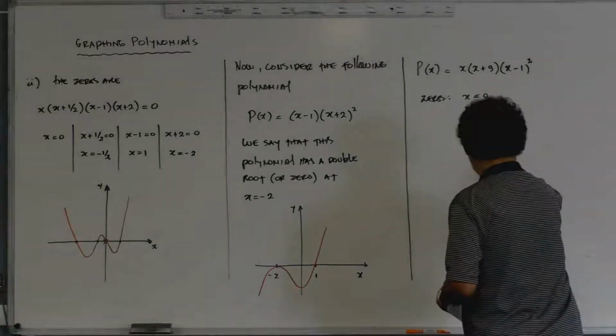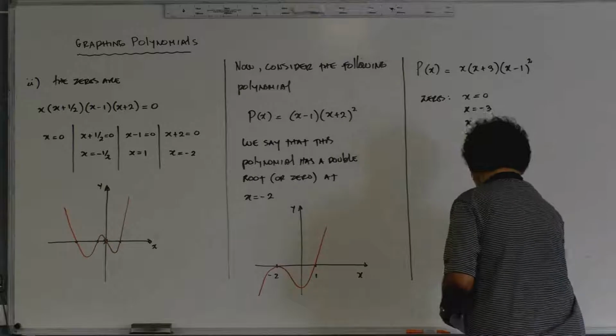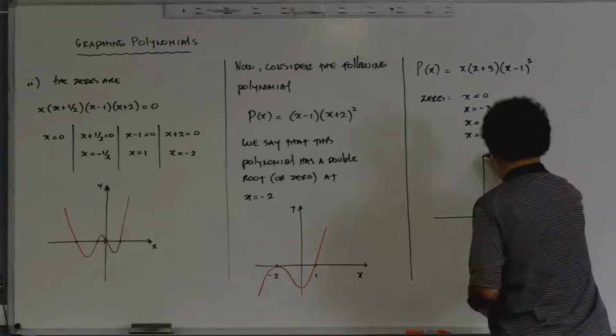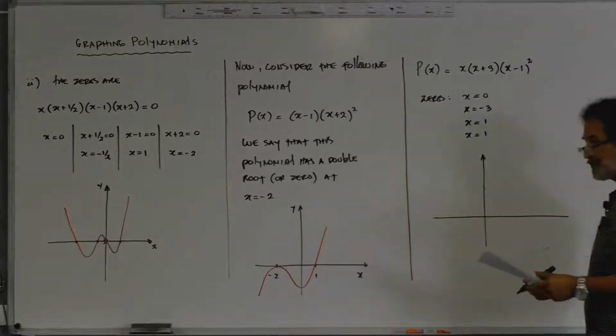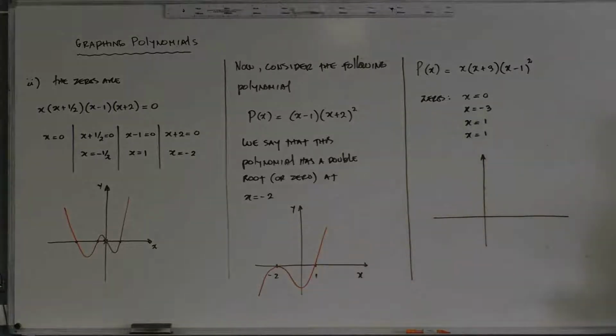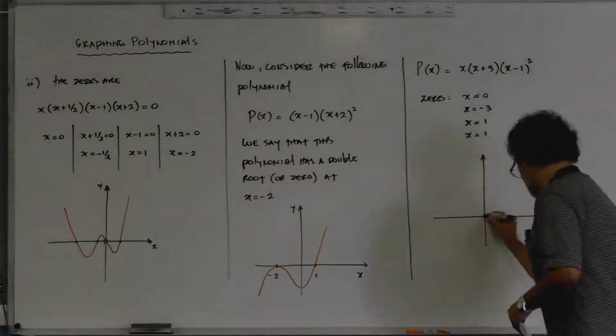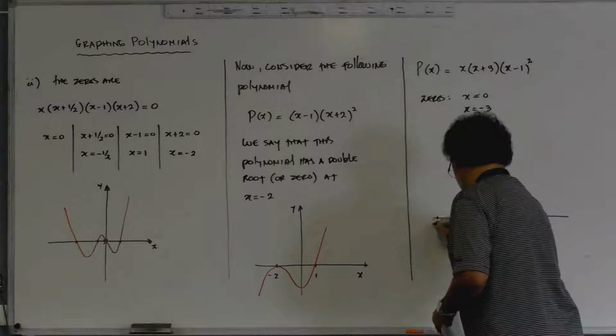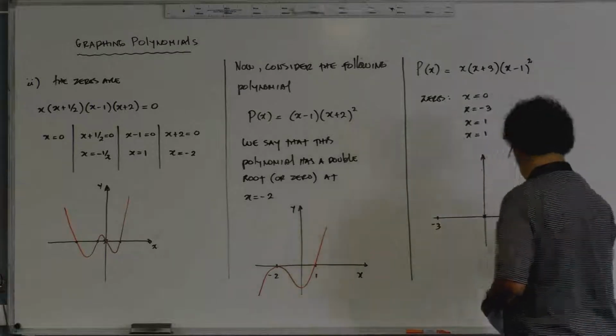And then to sketch this, okay, so we're going to plot the points first. So we're going to put 0 and then -3 and then 1.